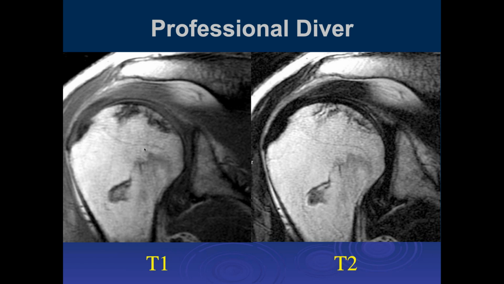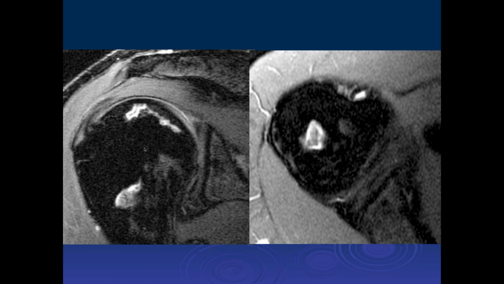Okay, this patient's a professional diver. On the T1 and T2, we kind of see a serpiginous low T1, high T2 signal at the superior medial humeral head, and there's also something more inferiorly within the humeral neck that's concerning for AVN, avascular necrosis.